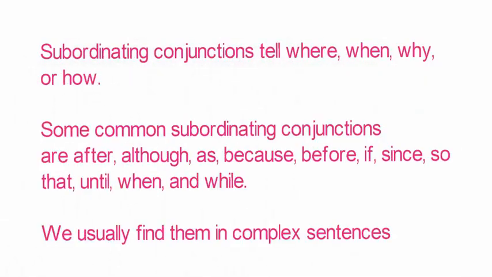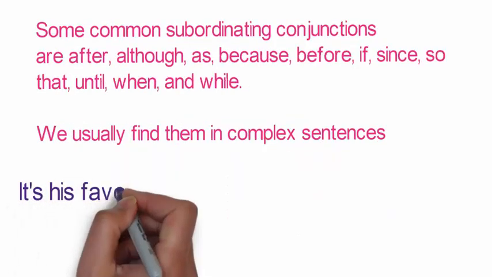Now, subordinating conjunctions, they tell us where, when, why, or how something happens. Some common subordinating conjunctions are after, although, as, because, before, if, since, so, that, until, when, and while. Now, all of these conjunctions, they tell us where, when, why, or how something happens. And we usually find them in complex sentences. Let's look at two examples.